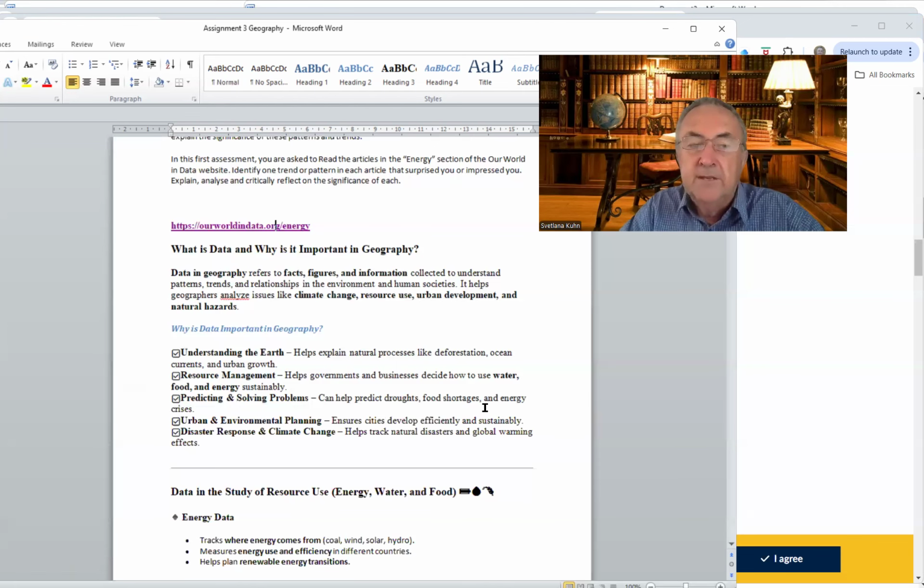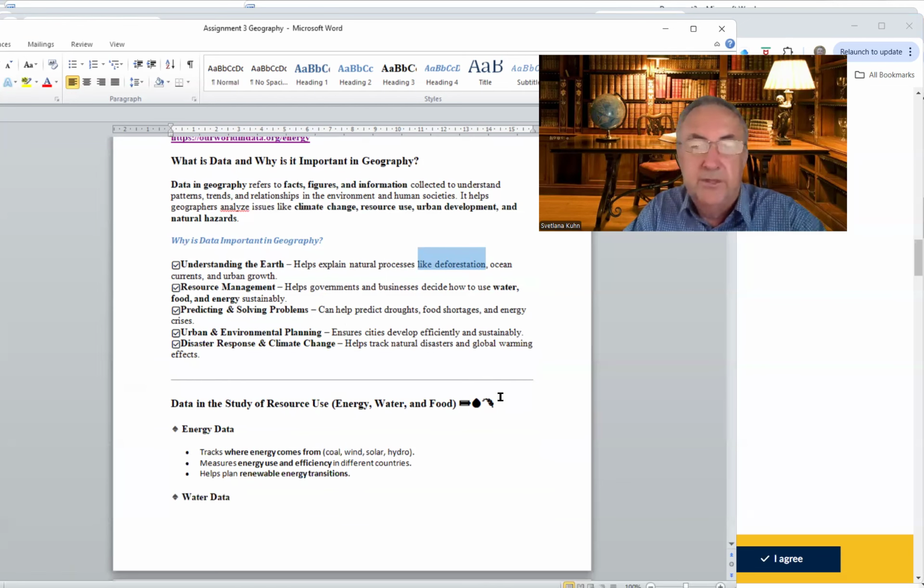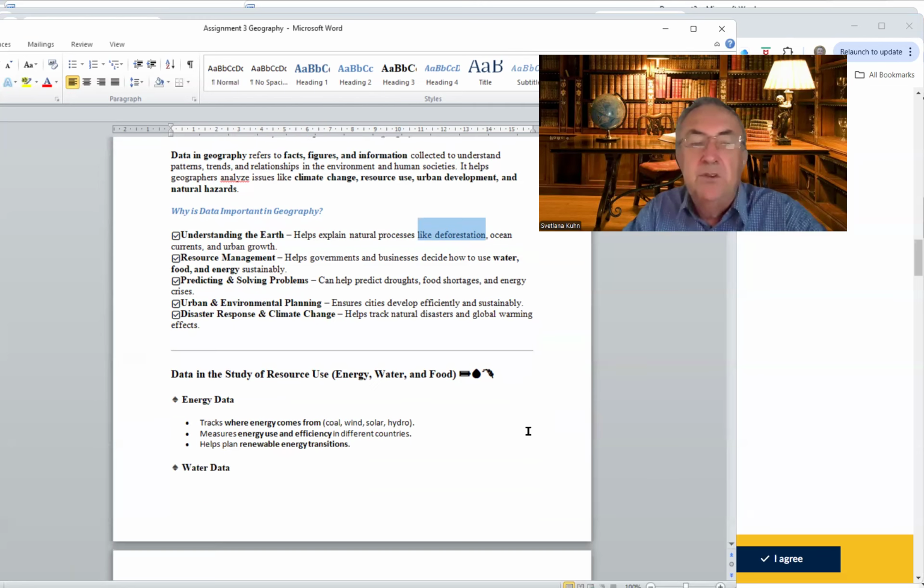Data is important for helping us understand the world around us and the changes that are taking place, such as deforestation and removal of the trees, ocean currents and ocean pollution, urban growth and increased population growth in the size of our cities. Data is important for helping us understand the way in which resources such as water, energy and food are used and the ways in which this food use changes over time.